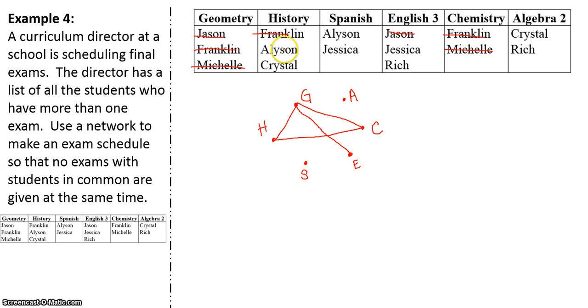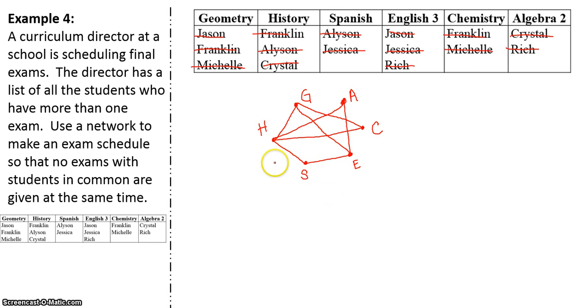Then Allison is in history and Spanish, which is not connected yet, so that works. Crystal was in history and algebra 2, which is not connected yet. So history to algebra 2 for Crystal. And then Jessica is Spanish and English. Connect that. And then Rich is in English and algebra 2. Okay, so there is your network.